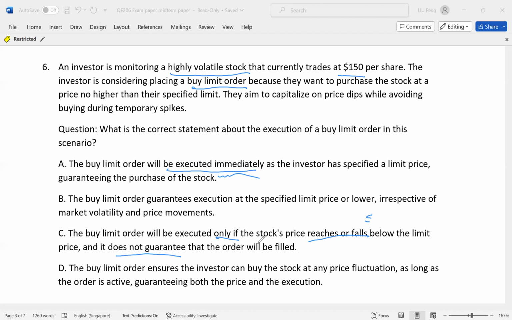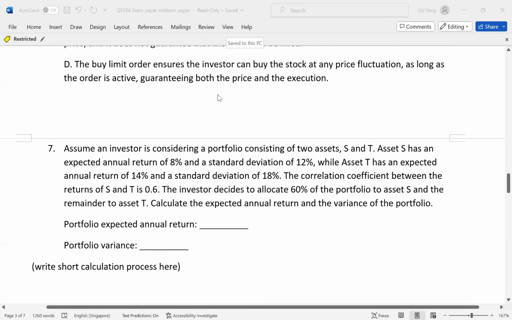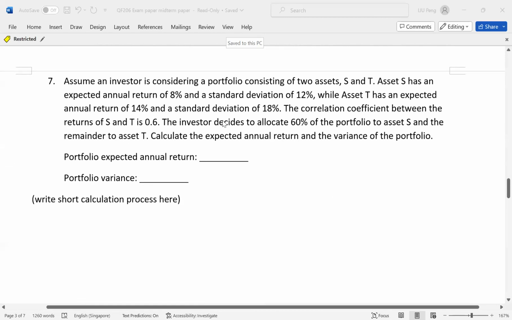And similarly, if it's a sell limit order, the condition will be more than or equal to, because I want to sell at a good price, or even better. So that's the condition for the limit orders. All right. So any question, feel free to ask. I'm just going to quickly analyze and then provide guided answers for the rest of the questions.